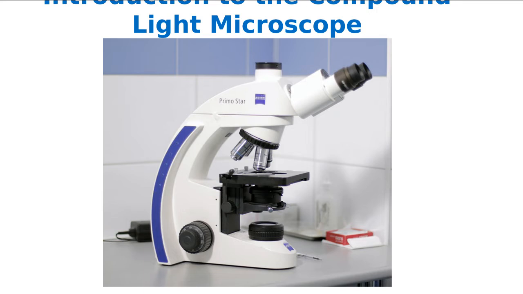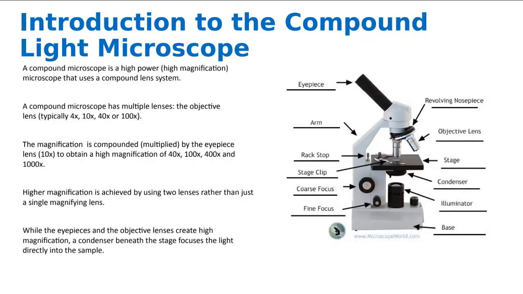So first of all, I want you to know that this is called a compound microscope because we use more than one lens, right? And so the lenses are here. They're also called the objectives, right? So these are them right here. And the other lens is the eyepiece or the ocular.